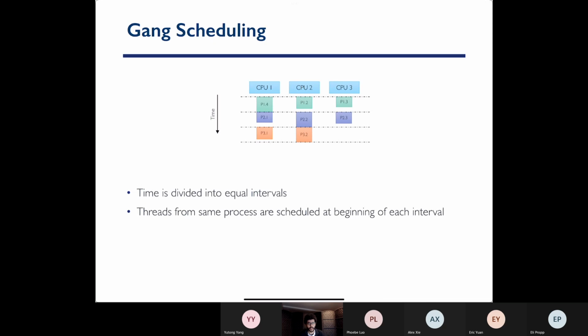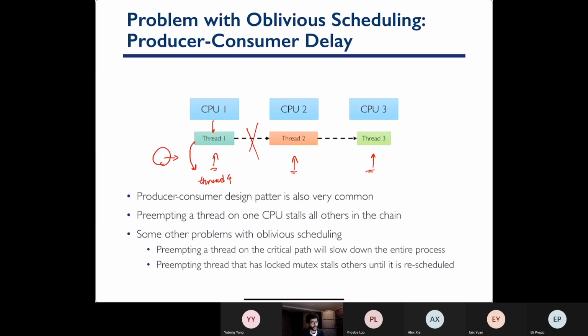Now, one way to deal with multi-threaded applications, so let me actually say something here. Although oblivious scheduling is, as you saw, bad, let's face it, it's basically what is implemented everywhere.